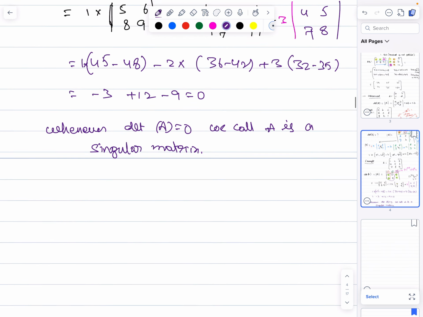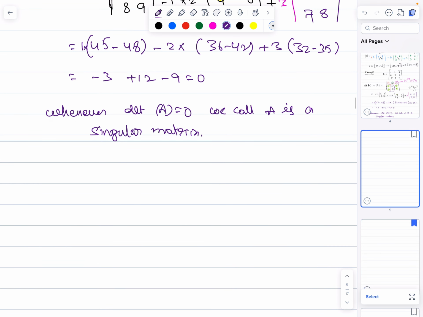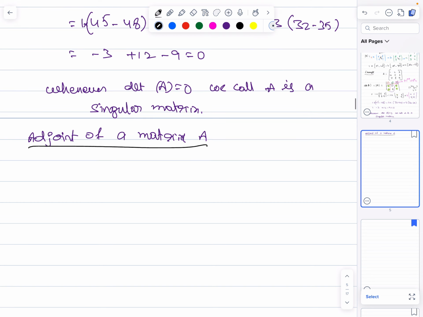So this is how we are actually finding the determinant of a given matrix. Now I am taking you to the adjoint of a matrix. So I will be taking the adjoint of a 2 by 2 matrix. Here we are finding the adjoint of a matrix. If you start with a 2 by 2 matrix, how do you find it? What are you going to do?